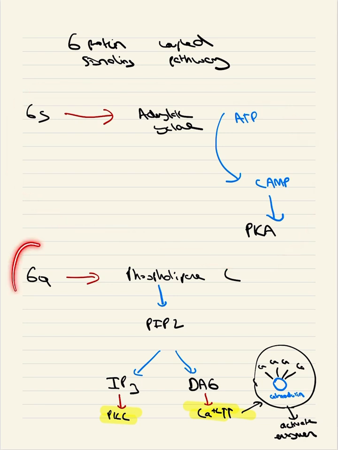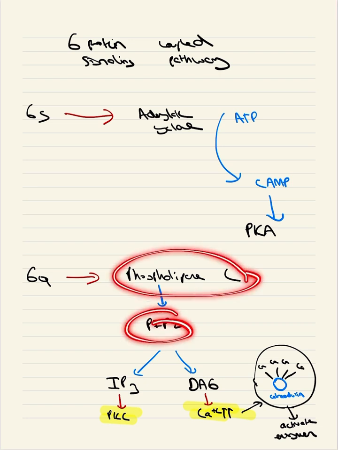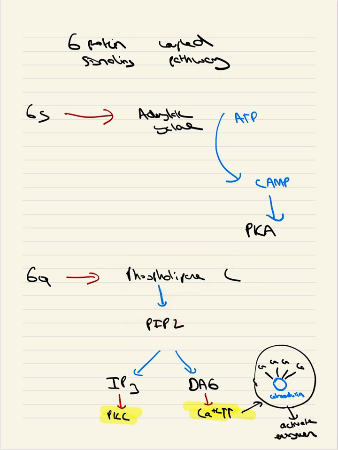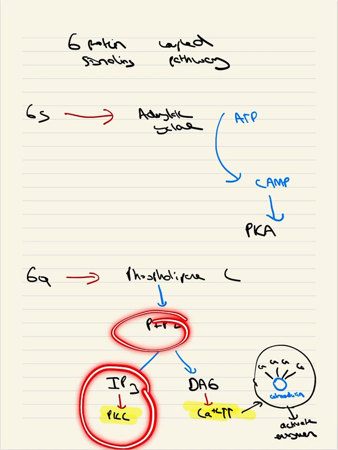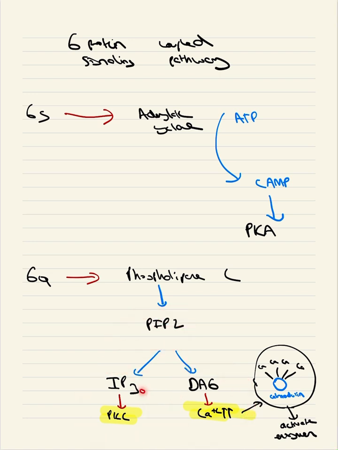For GQ, phospholipase C is the enzyme that is activated by GQ, and it converts PIP2 into IP3 and DAG. And IP3 will activate protein kinase C. And DAG will activate calcium, okay? And this calcium is bound to calmodulin, and then this calcium-calmodulin complex will activate many enzymes, okay? And basically, again, this will lead to an activity.